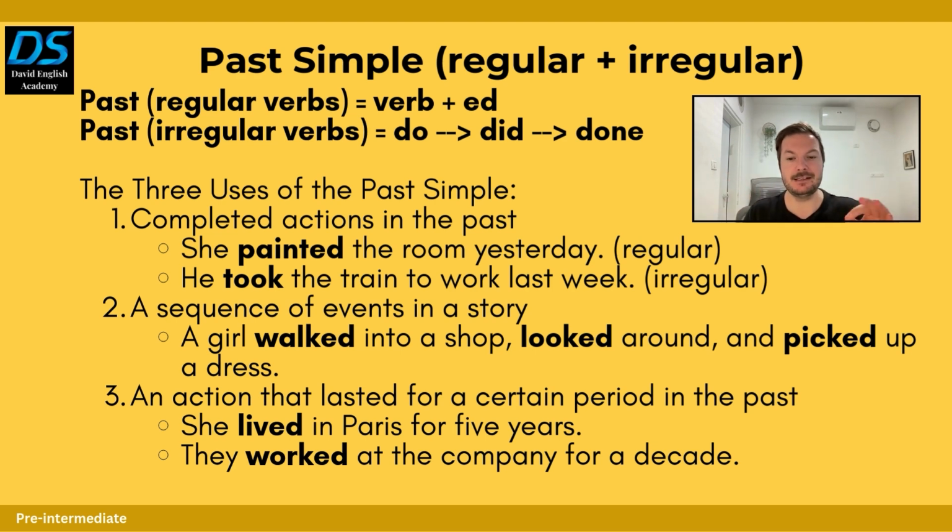Be careful, because if you have "for 5 years" and you say she lived in Paris for 5 years, this means it's finished. But if you say she has lived in Paris for 5 years, that's present perfect, and that means that she still lives here. So we have to be very careful with that.